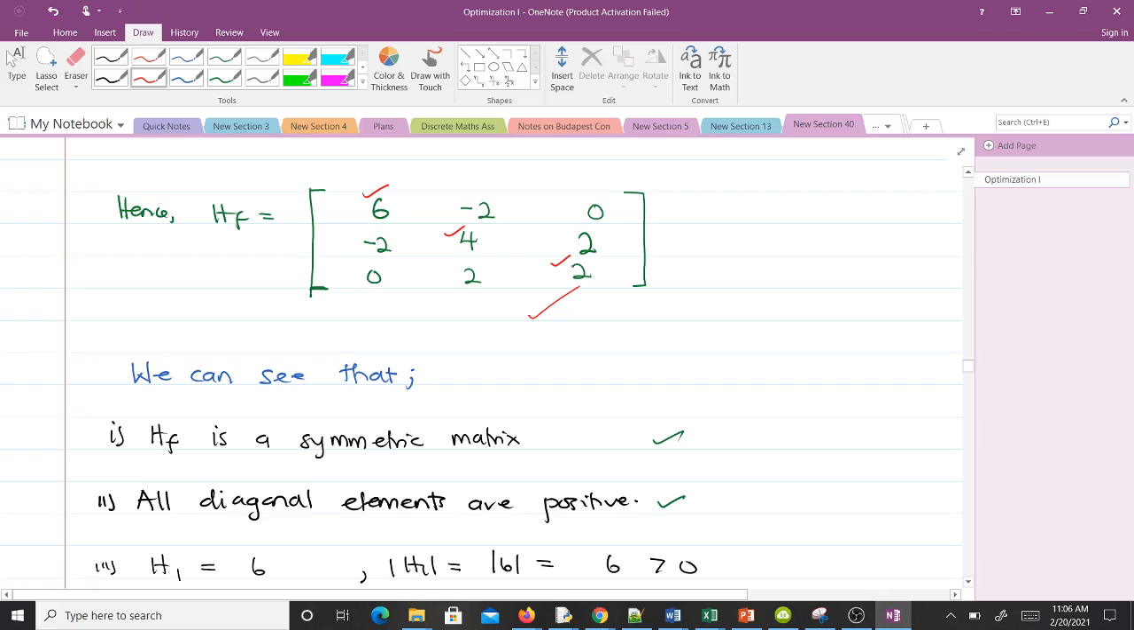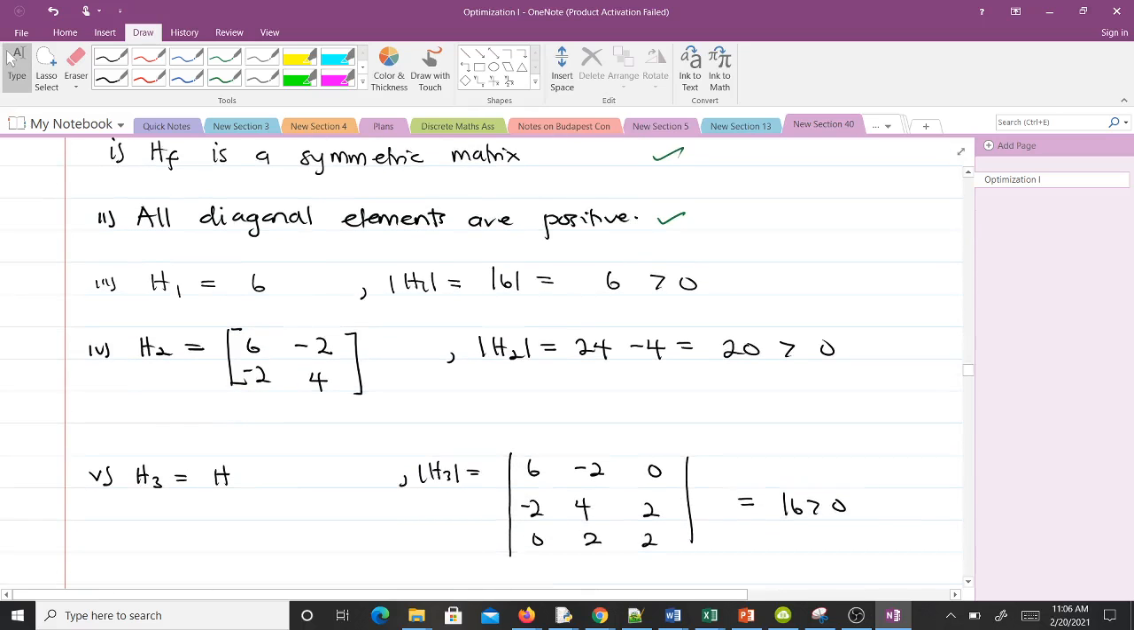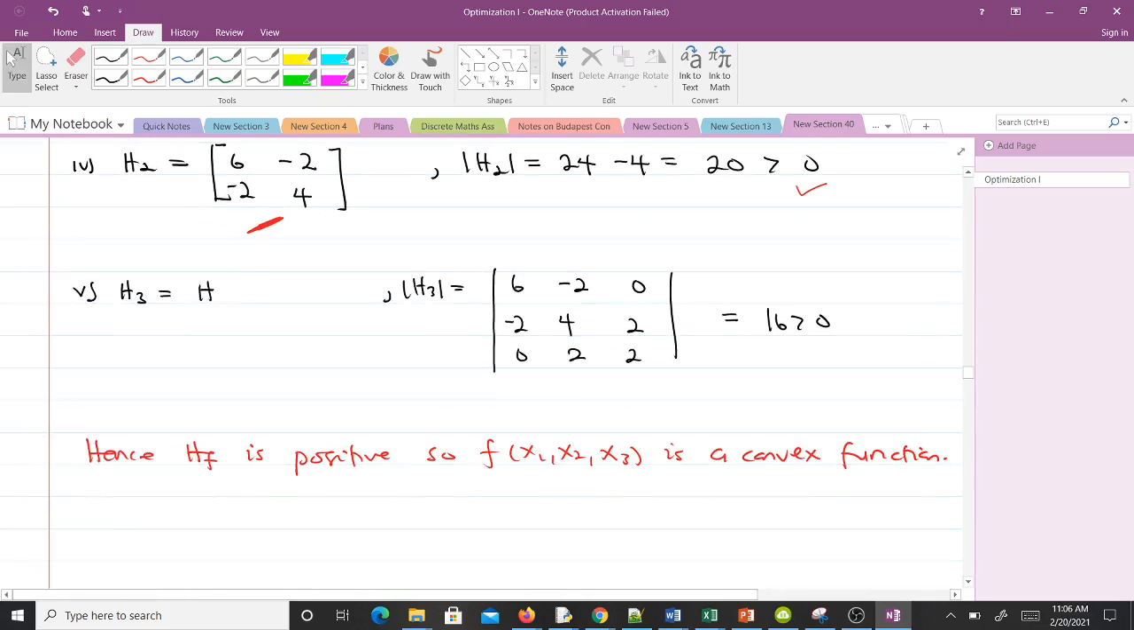Alright, so now we come to find the definiteness of it using the leading principal minors. Our leading principal minor of order 1 is 6. The leading principal determinant is 6, which is greater than 0. Of order 2, the leading principal minor is this, and its determinant is 20, which is greater than 0. And of order 3, the leading principal minor becomes the same as our main matrix, and the determinant of that is equal to 16, which is greater than 0.